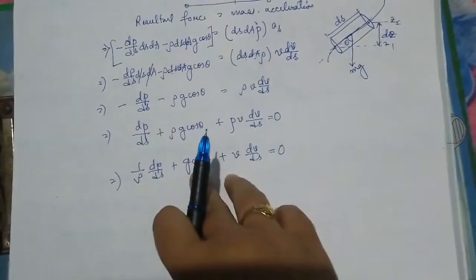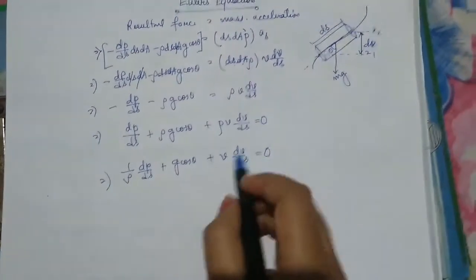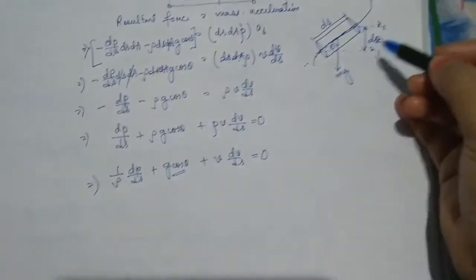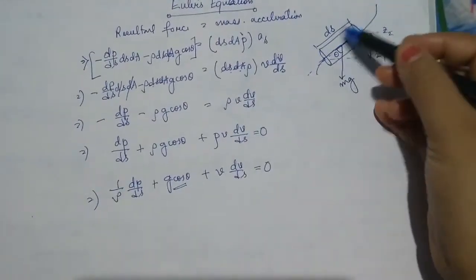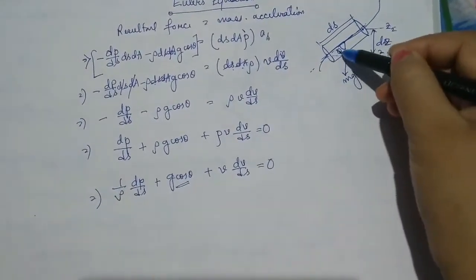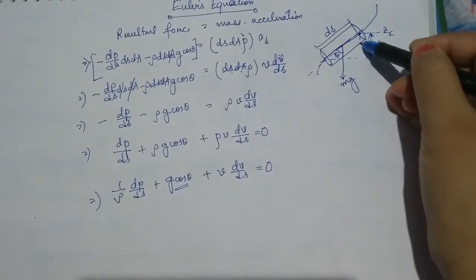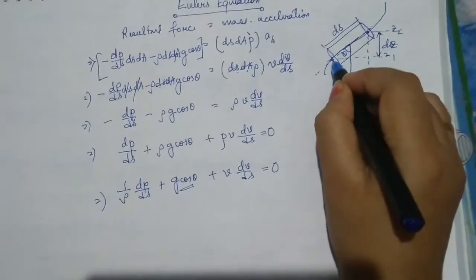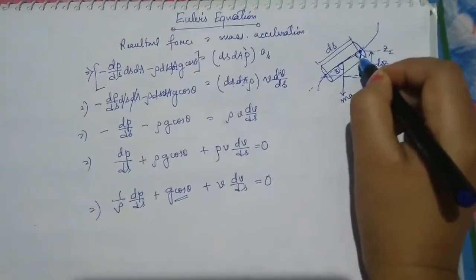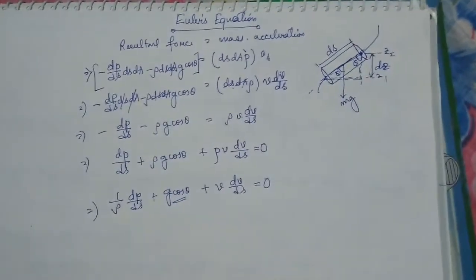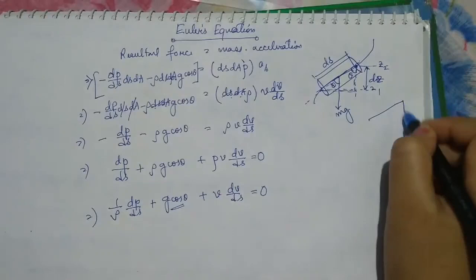We have cos theta. Now we need to get rid of this cos theta. So for that, let us go back to that particular diagram that we have already drawn. So this is ds and this is theta. You know that this angle is theta. If I draw something like this, this angle is also theta, isn't it? So is it looking like a triangle?